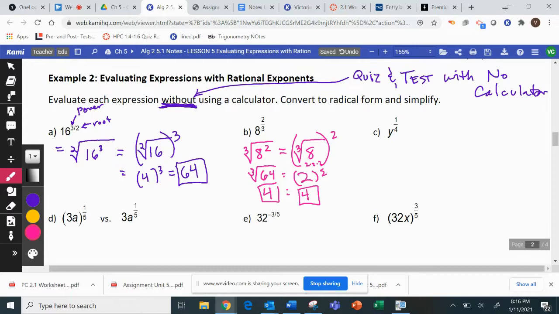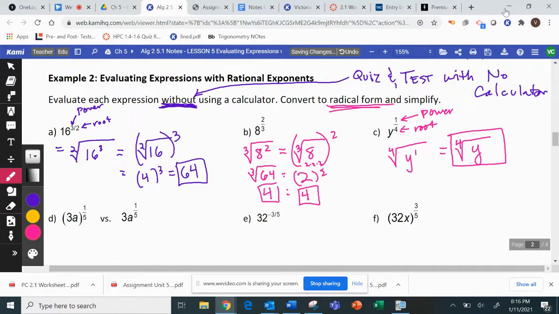Let's see. This one you can't even type in the calculator. So this is definitely without the calculator. This would be the power over the root. So we've got the 4th root of y to the 1st, which is just the 4th root of y, and there's nothing else I can do. And that's it. It does say to convert to radical form, so I converted it to radicals when I was done.